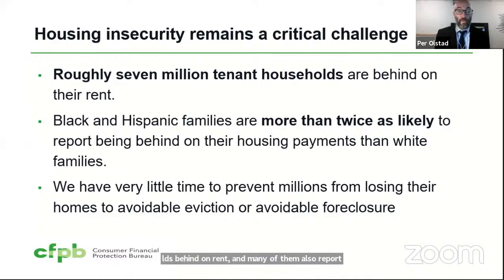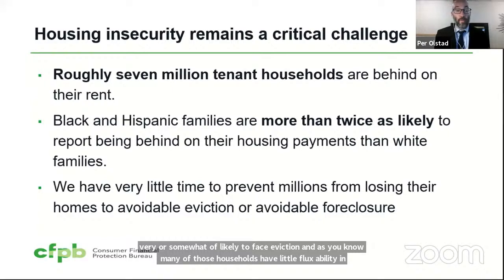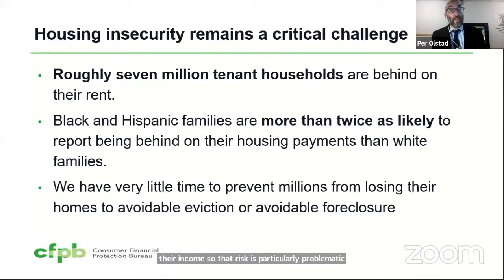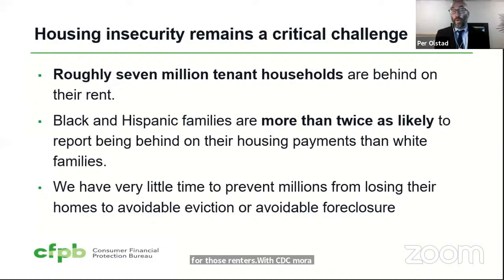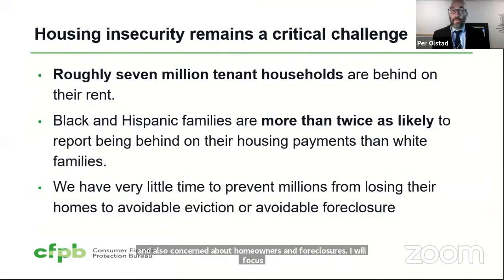And as you all know, many of those households have little flexibility in their income. So that risk is particularly problematic for those renters. With the CDC moratorium vacated by the Supreme Court and many state and local eviction moratoriums either already expired or expiring soon, we know that we have very little time to prevent millions from losing their homes to avoidable eviction. And we're also concerned about homeowners and avoidable foreclosures. But today I'll focus mostly on the rental side of things.